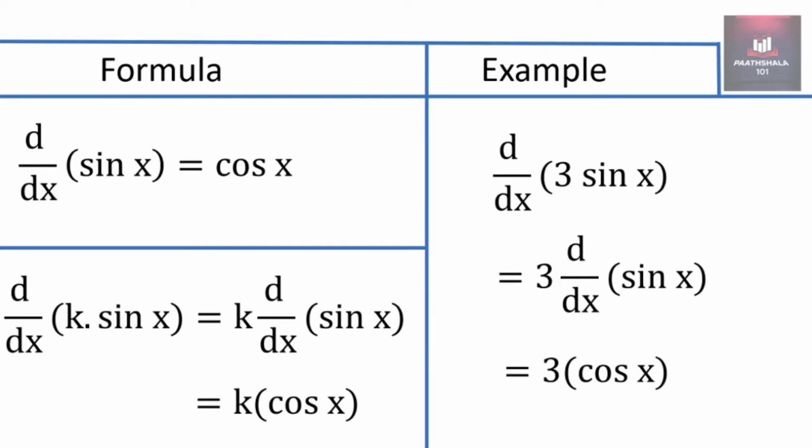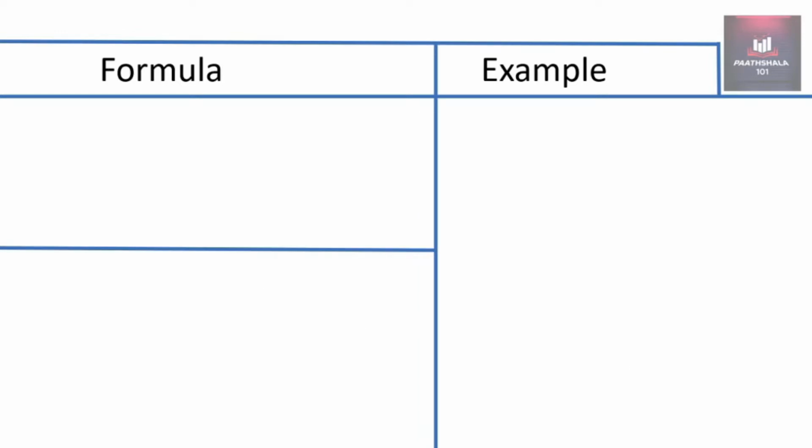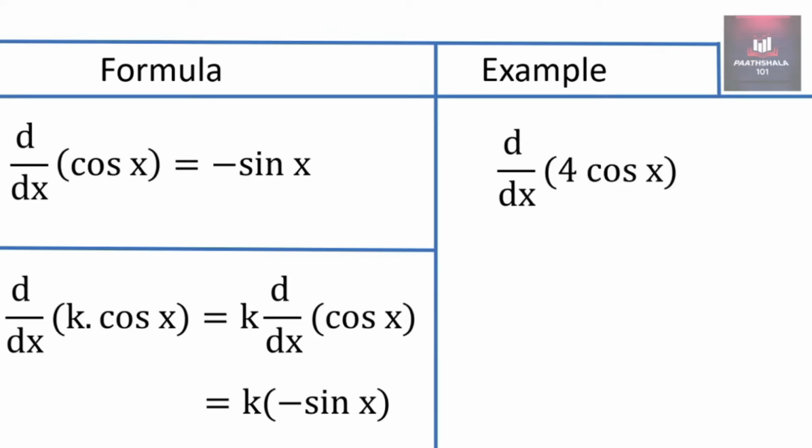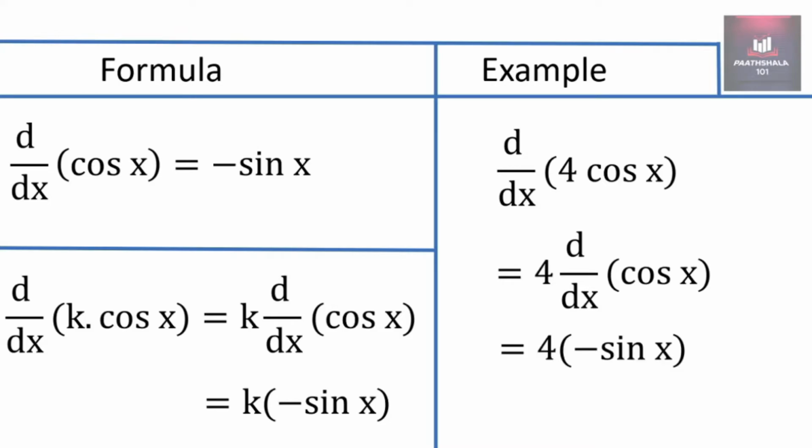Now let's proceed to the next formula. The derivative of cos x is minus sin x, and if there is a constant with cos x, that constant will come out, so it will be k into the derivative of cos x. Now the derivative of cos will become minus sin, so k into minus sin x. Let's understand this with the help of an example. Suppose we take the derivative of 4 cos x, now 4 will come outside and it will be the derivative of cos x, which will be 4 into minus sin x, which you can write as minus 4 sin x.